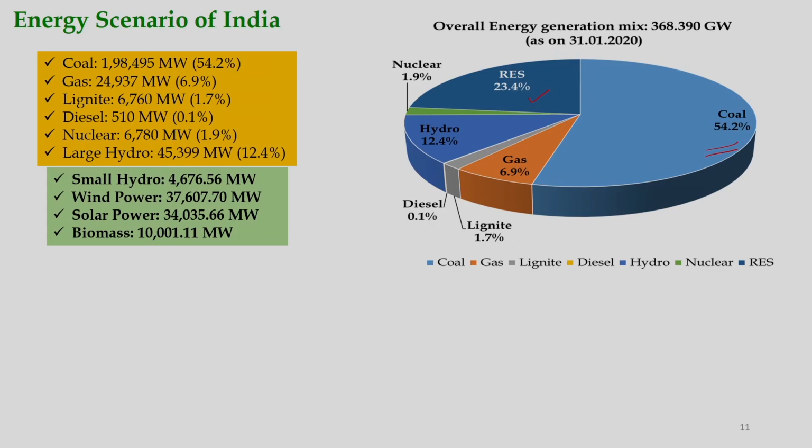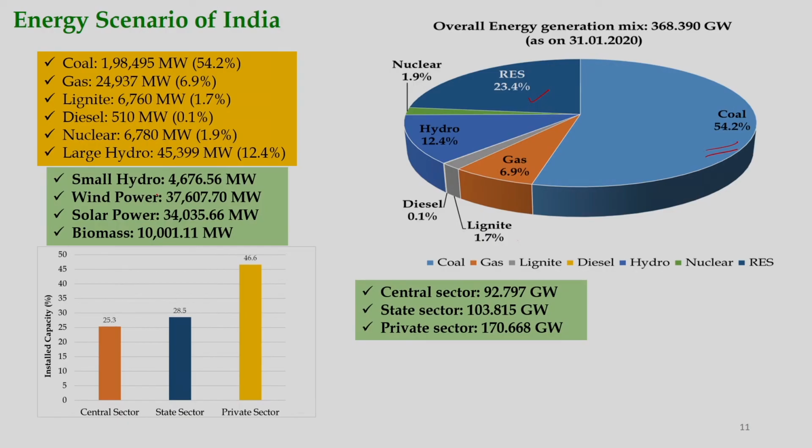And as far as renewable energy is concerned, we get energy from small hydro, wind power, solar power and biomass power. From small hydro it is about 4.6 gigawatt, from wind about 37 gigawatt, solar about 34 gigawatt and biomass is about 10 gigawatt.